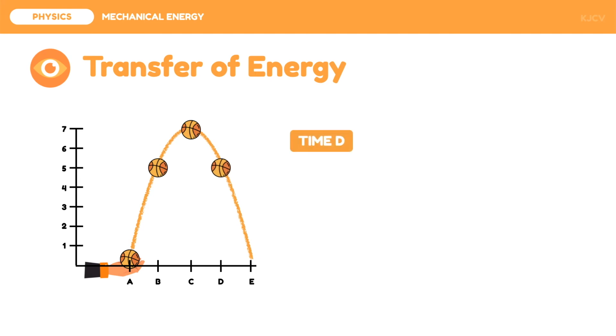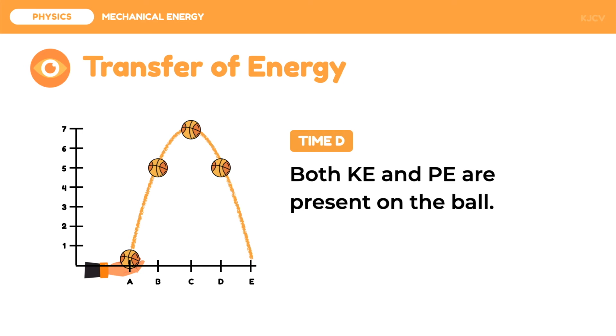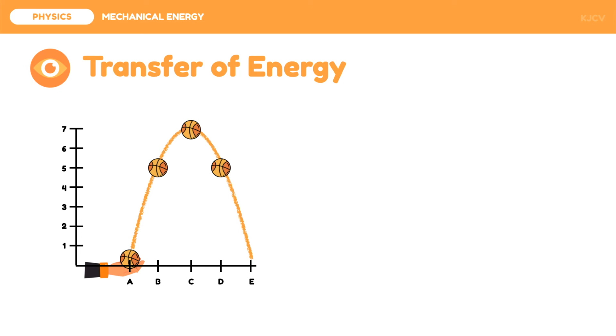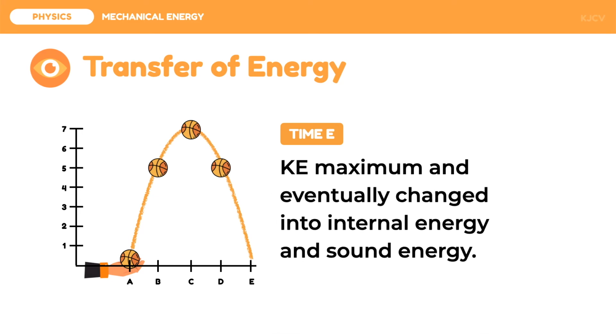At time D, the object is still moving at a certain height. Thus, just like in time B, both energies are present on the ball. Lastly, at time E, the kinetic energy is at its maximum and is eventually changed into internal energy and sound energy. Potential energy is zero since the ball is at height 0.